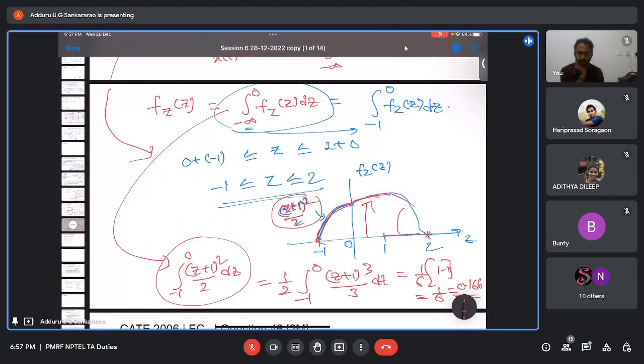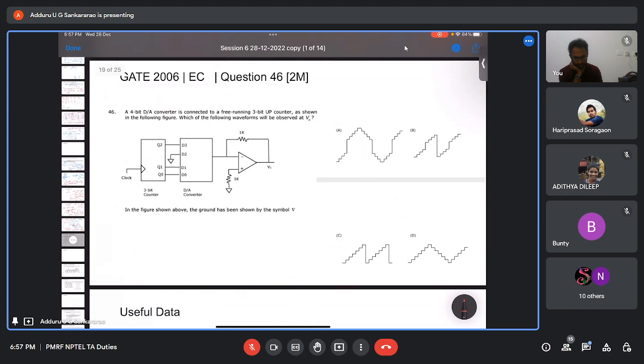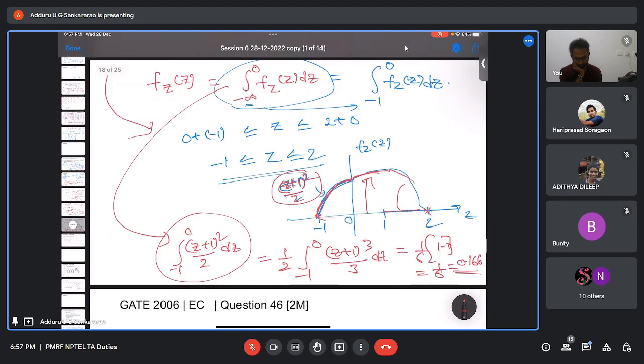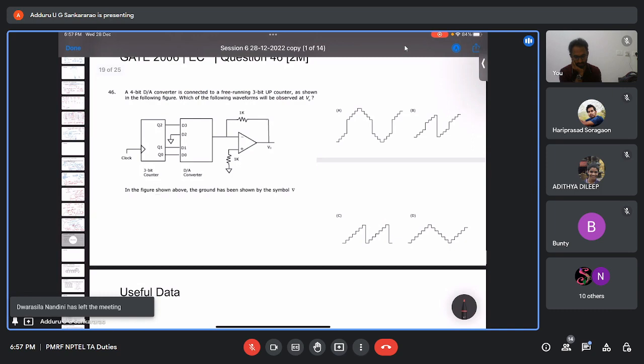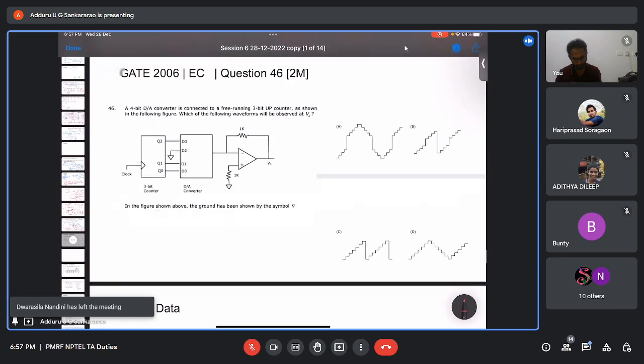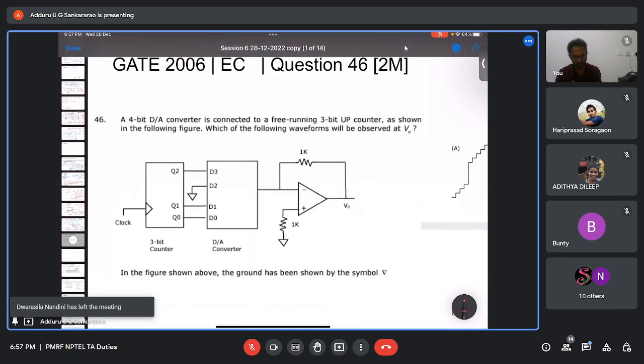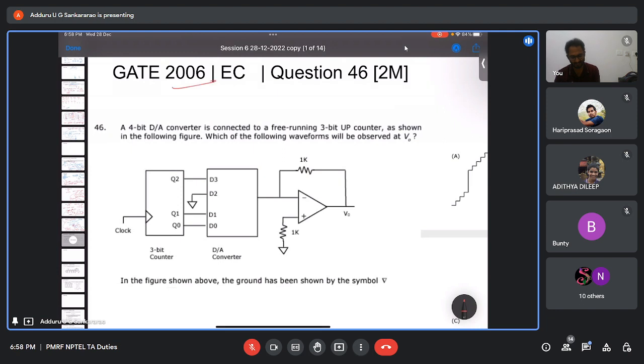If you are willing, I can solve one more problem. We have 3 minutes. If you are willing, I can solve it, or else we can move on to the next session. Fine. And this question was also asked by one of you. You can see the question here. This is given in GATE 2006. It's actually a very simple question.